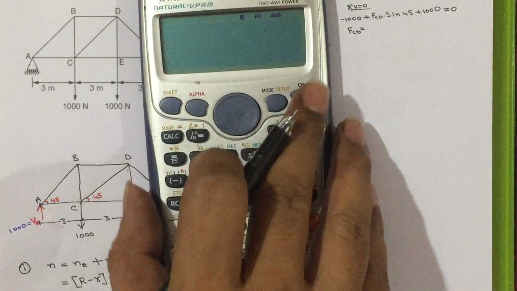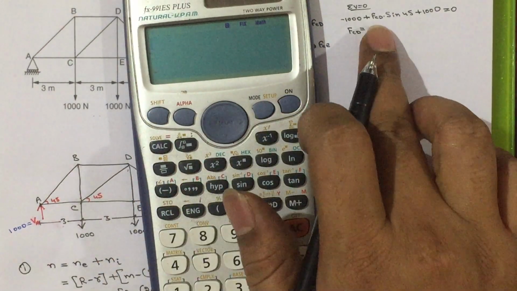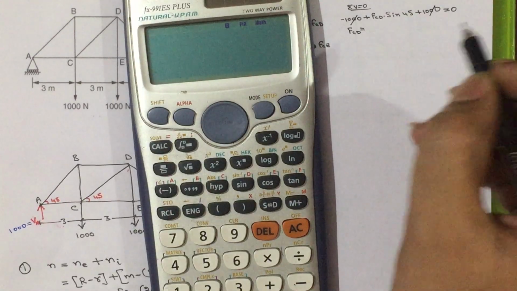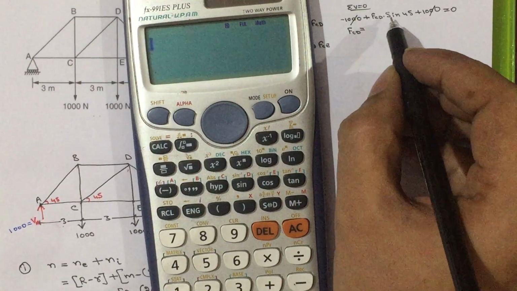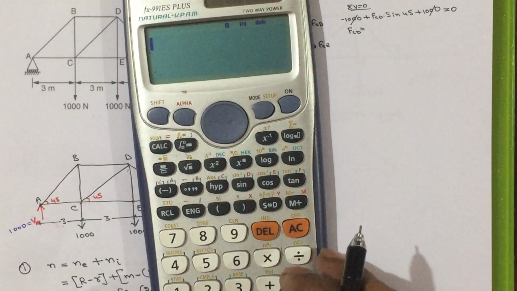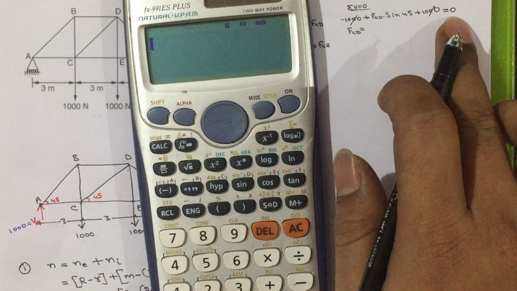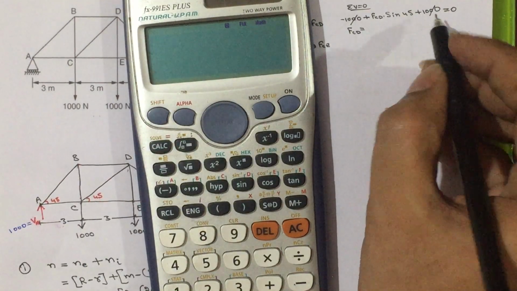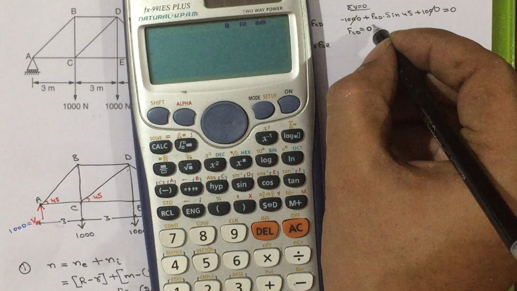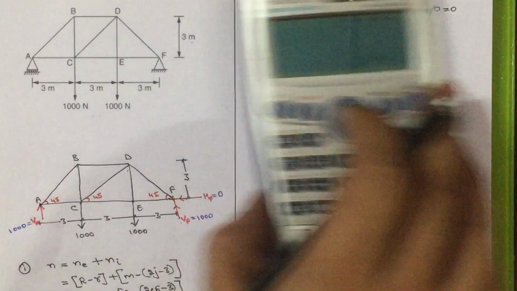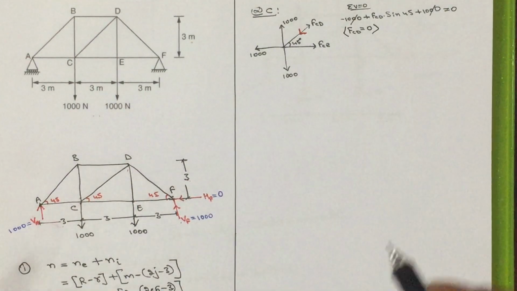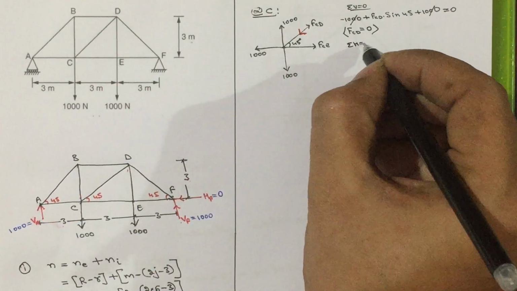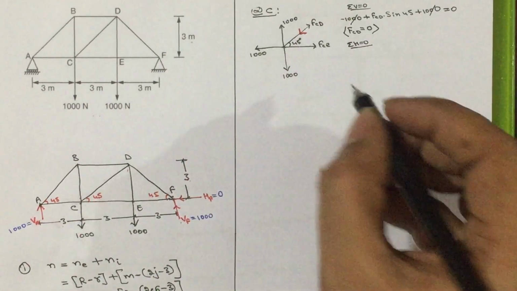So, calculate FCD. It is minus 1000 plus 1000, it is going to get cancelled. Then FCD is equal to 0 divided by sin 45 degree, that is equal to 0. FCD is 0. Then apply another equilibrium condition, that is sigma H is equal to 0, only the horizontal forces.